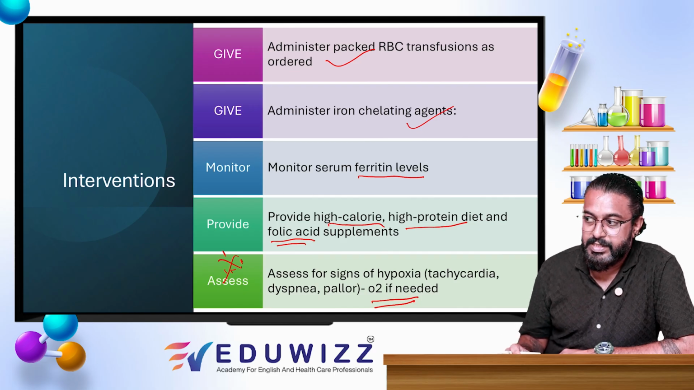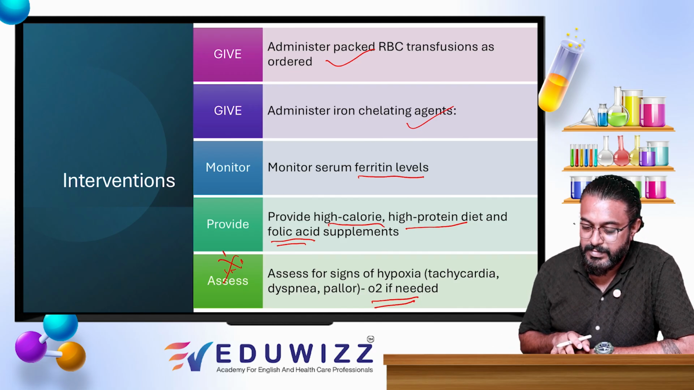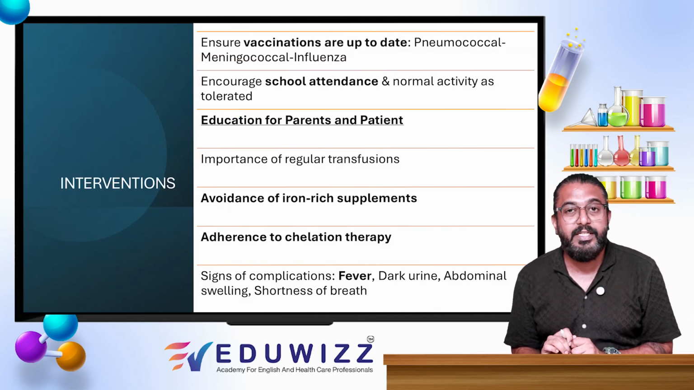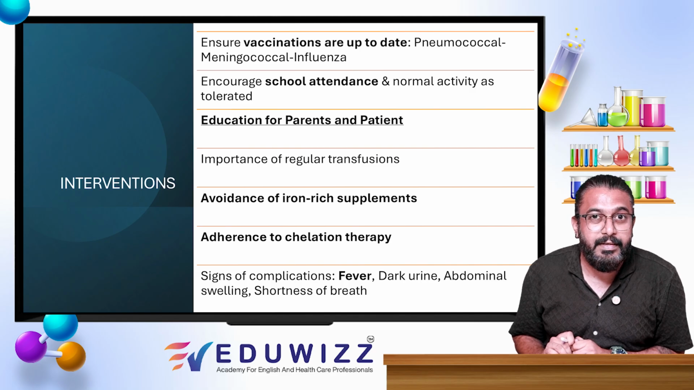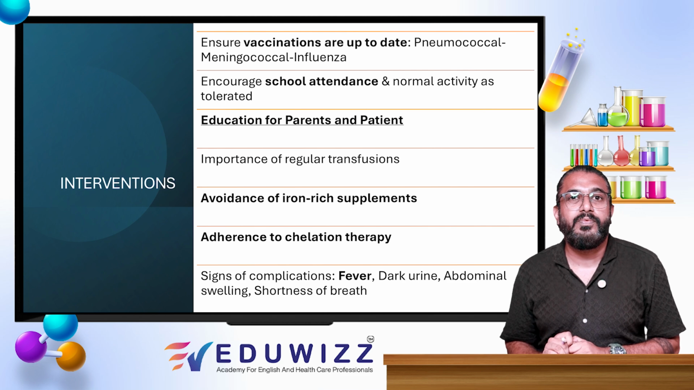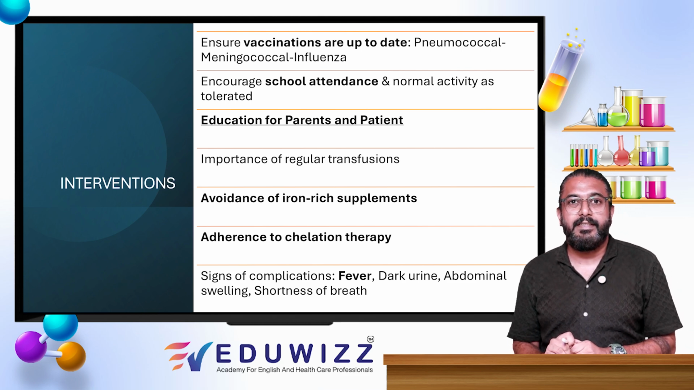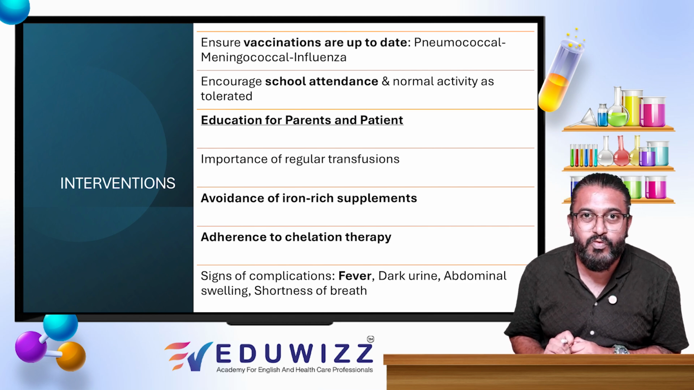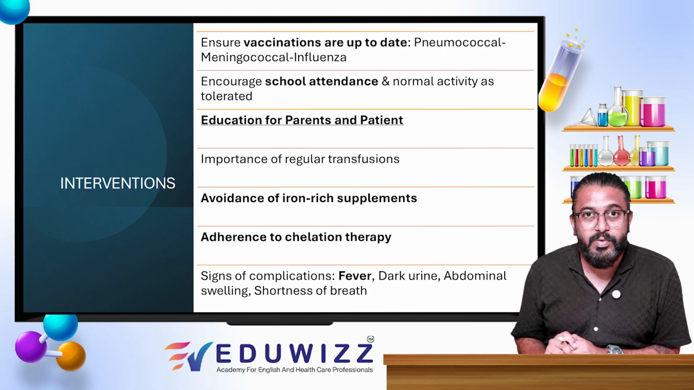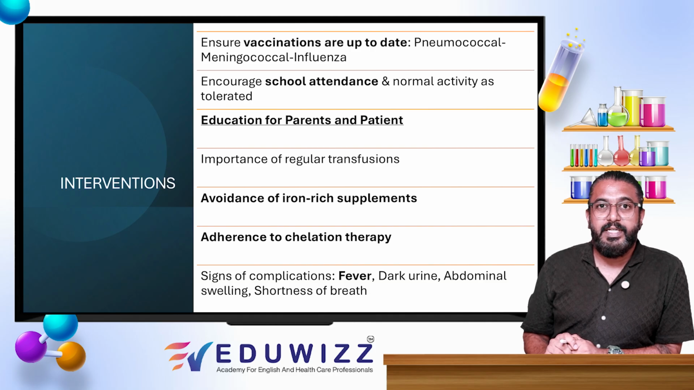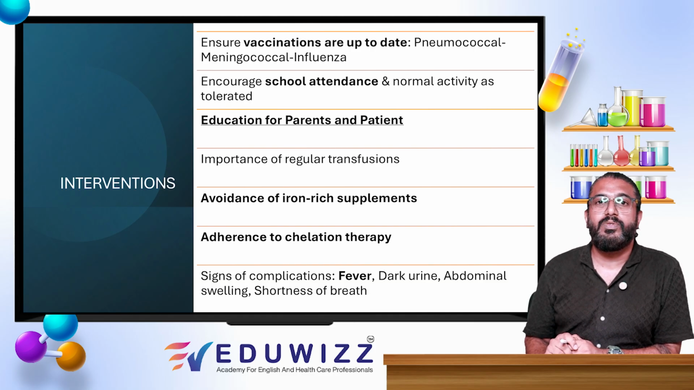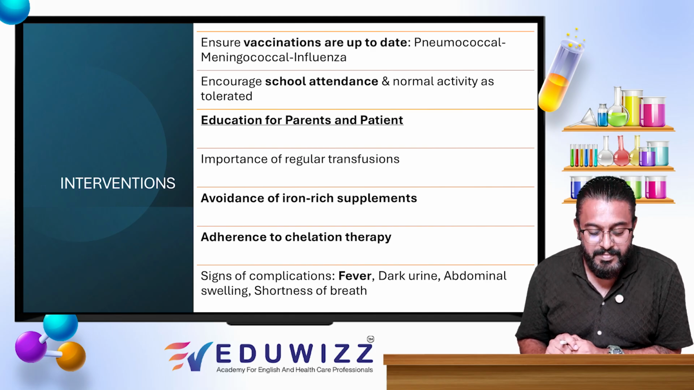And next interventions are, okay, make sure vaccines are up to date, especially pneumococcal and meningococcal. And one more is influenza. Because of the splenomegaly and RBC destruction, the patient is prone to infection, just like I discussed earlier. So even if surgery is required, we have to make sure that proper vaccinations are given to the patient, especially pneumococcal, meningococcal, and influenza vaccine.